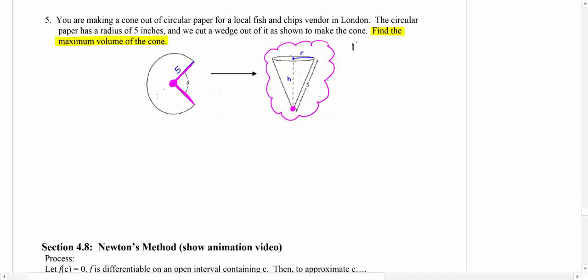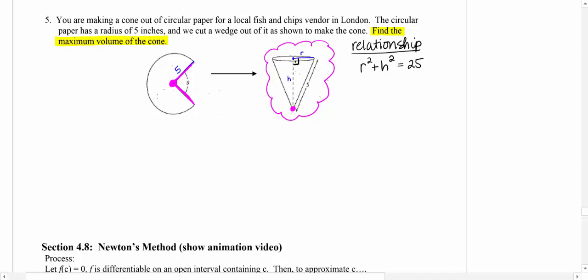Well, in most of these problems that we've solved, we've started with what is the relationship between my variables for this problem. And in this case, I'm going to use r, h, and 5. And if you look at it, I hope you can see, and that's why drawing these becomes so important sometimes, that my relationship between my variables comes from the Pythagorean theorem. r squared plus h squared should be 5 squared, or 25.